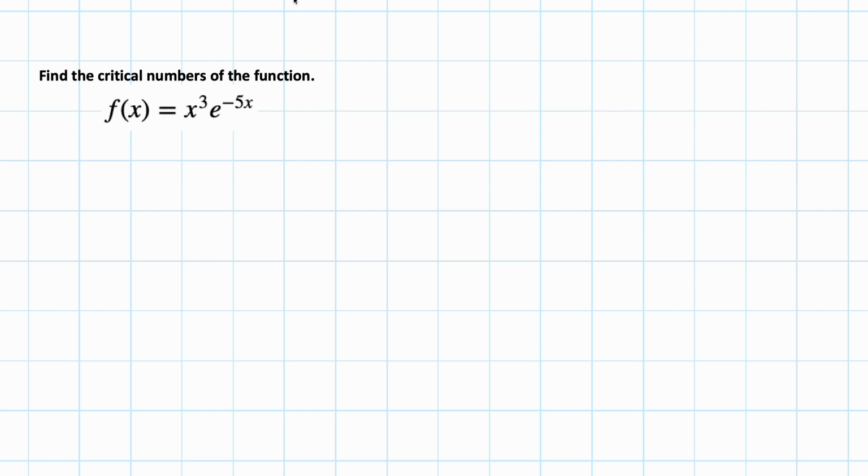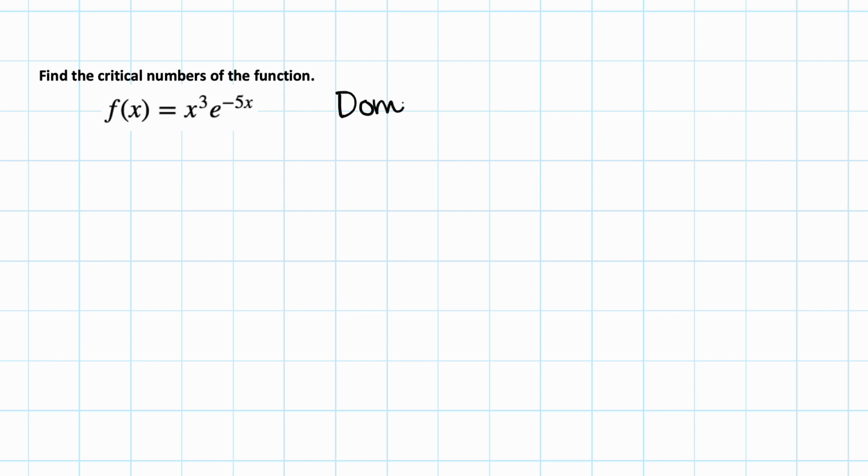Critical numbers of the function. The function is x cubed times e raised to negative 5x. We know that critical numbers of a function are those x values in the domain of the function where the derivative is 0 or the derivative is undefined. Okay, so what is the domain here?